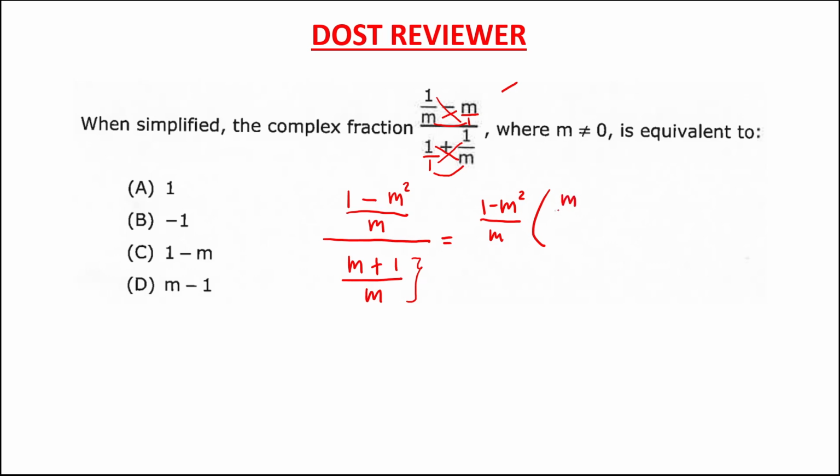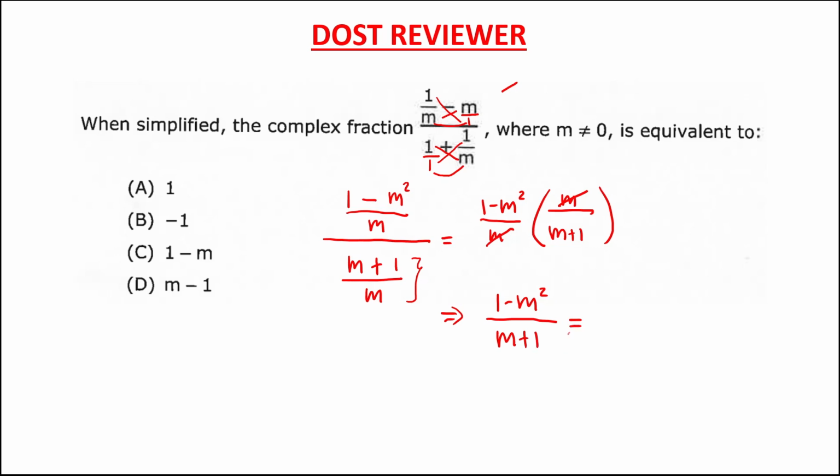So this is m, then over m plus 1. Then observe that we can cancel now this m. So we have now 1 minus m squared, then over m plus 1.